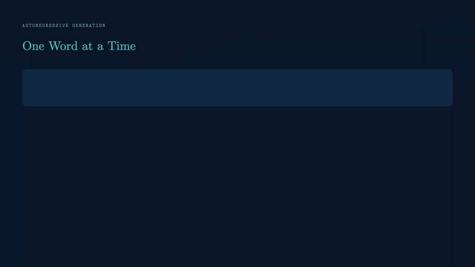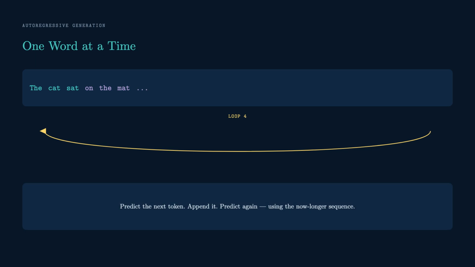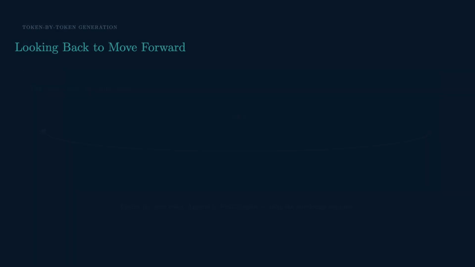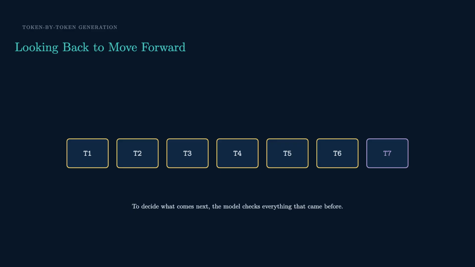Start with how generation works. The model never writes a full answer in one shot. It predicts one token, sticks it on the end, then predicts again using the now longer sequence. The cat sat becomes the cat sat on, becomes the cat sat on the. Same loop, over and over, for every token in the reply. And each time around that loop, the new token has to look backward. To decide what comes next, it checks the tokens that came before it.